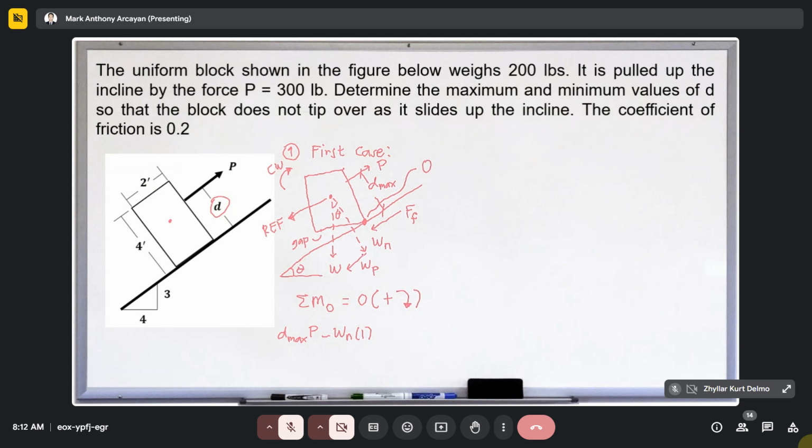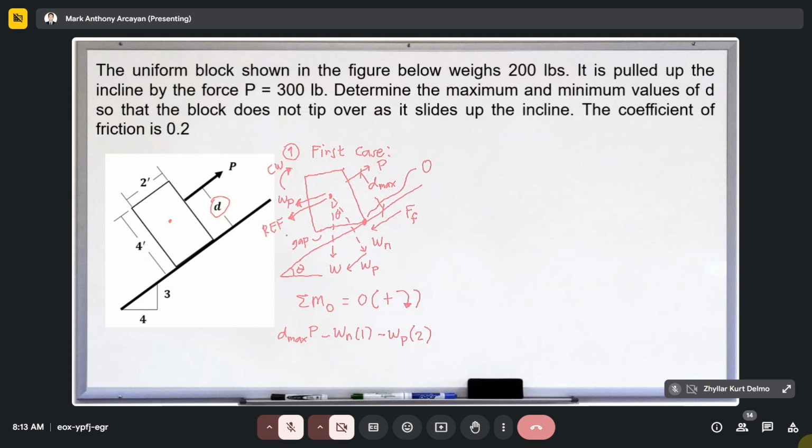And then the parallel component. The parallel component, by the way, I will just put it here, but since it acts at the center of gravity, it is here, W sub P. And since it is located above the moment axis, the moment point, it can produce a counterclockwise moment. So minus W sub P. Then its moment arm is half of the height, that is 2 feet.